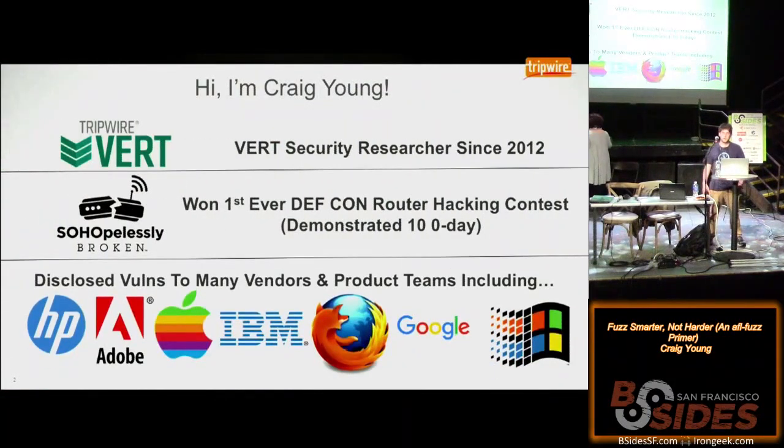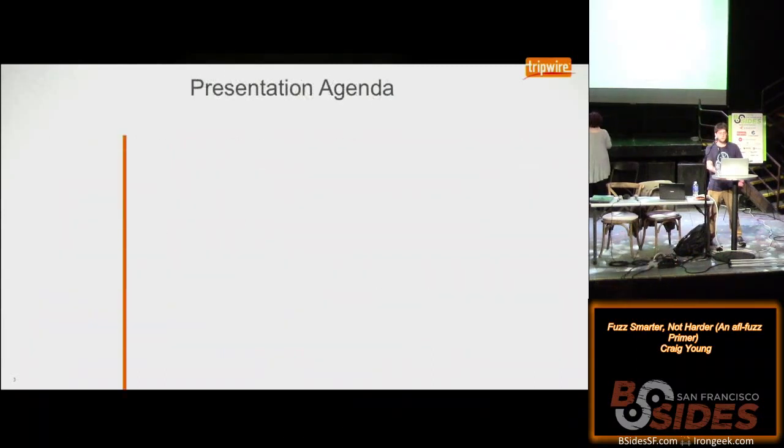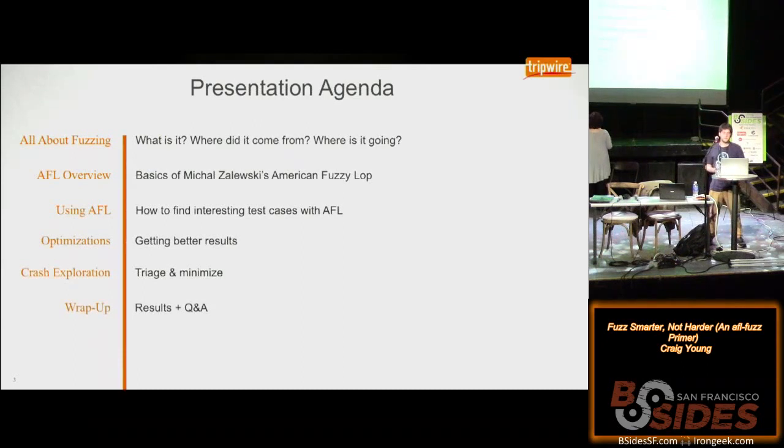So, as introduced, I'm Craig Young, and I'm a security researcher with Tripwire Vert. I do a lot of vulnerability hunting, and today I'm going to be talking to you a bit about one of the tools that I like to use recently for hunting for bugs, fuzzing, and specifically the AFL fuzzer. So, to go through this, we're going to talk a bit about what fuzzing is exactly, how it gets used, the values of AFL, how to use AFL, how to get the most out of using AFL, and then we'll look at what you do once you've actually discovered some crashes, how you evaluate them, and figure out whether or not they're worth something, whether or not they're exploitable. And to wrap up, we'll talk a little bit about some of the results that have come out of the use of AFL, as well as perhaps some time for question and answers.